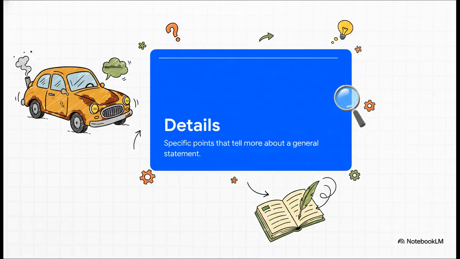So if your topic sentence is something like, "The car was old," the details tell us how it was old. Was it rusty? Did the engine sputter every time you turn the key? Did it smell a little bit like mothballs? That specificity, that's where the magic happens.